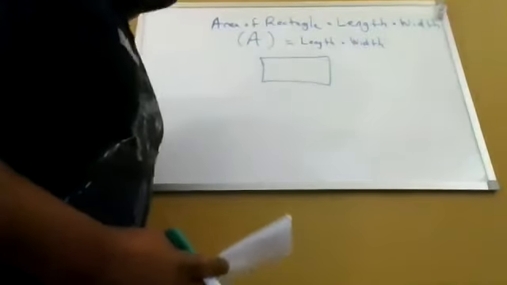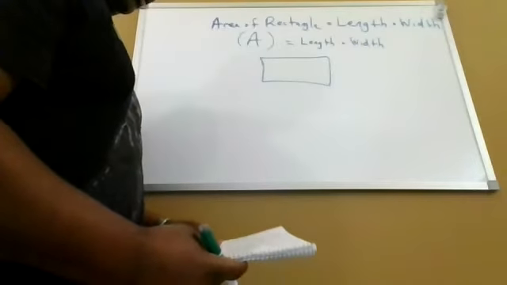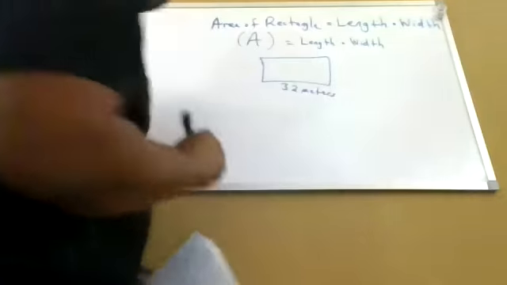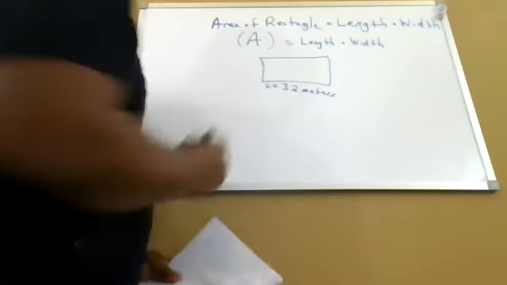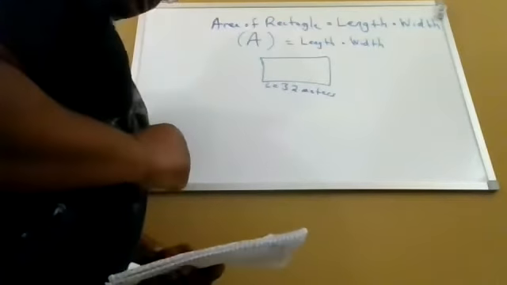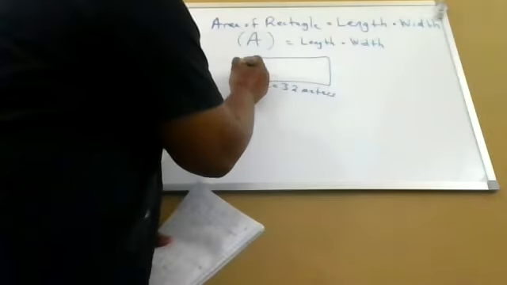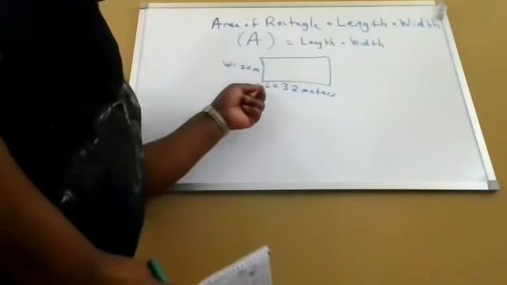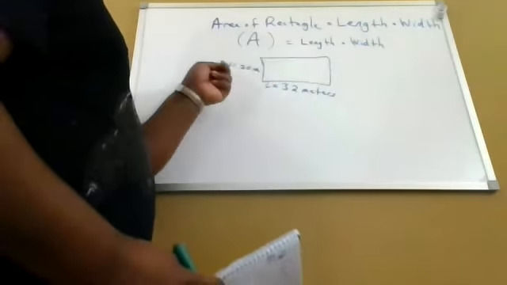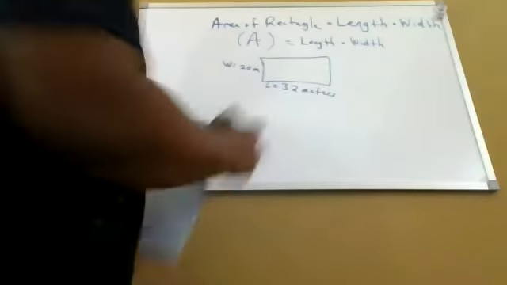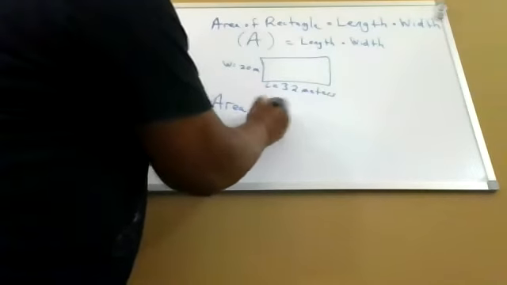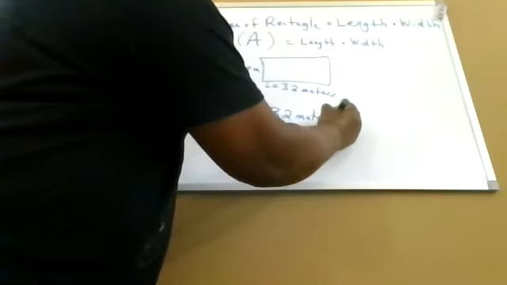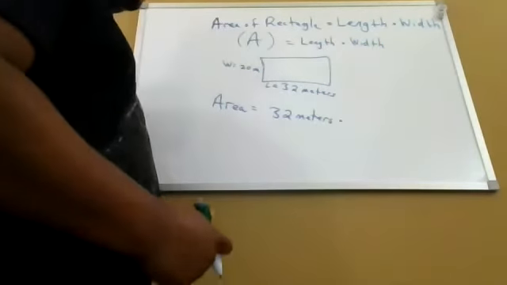Here's my rectangle. Again, here's my rectangle. I have a length of 32 meters. So L, or the length, equals 32 meters. And my width equals 20 meters. So I let L represent the length, W represent the width. So my area is going to be 32 meters times the width, which is 20 meters.